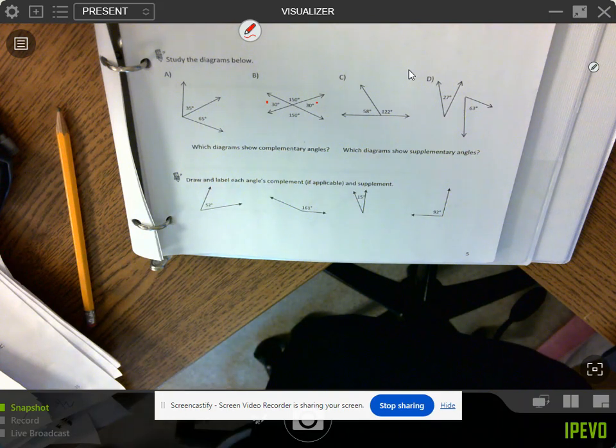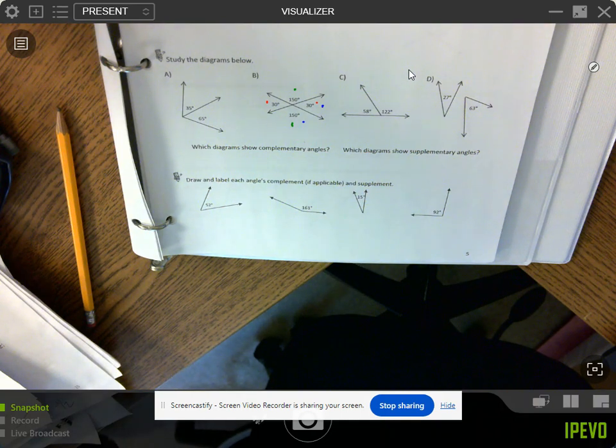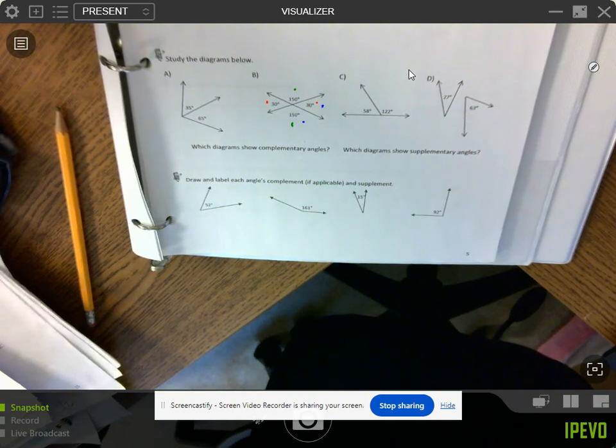It doesn't work. I don't move on to the next one and cross it off. I have to look at all of my combinations. 150 plus 150. 30 plus 150. I have to check all of my combinations to see if any of them add to 90 degrees to be complementary or add to 180 degrees to be supplementary. We're not going to give away the answer. Question?